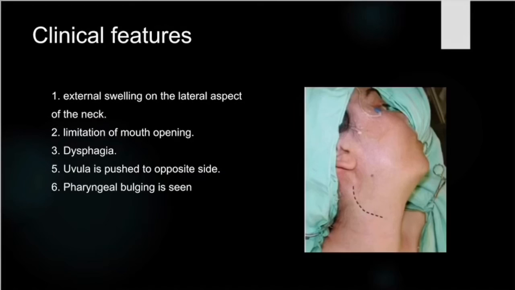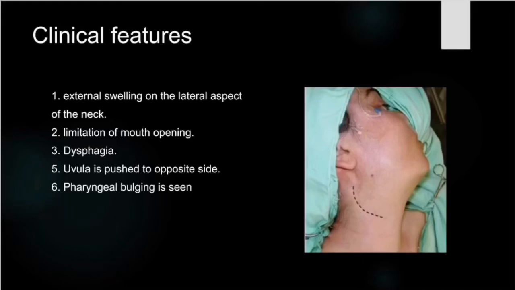Clinical features include no or minimal external swelling on the lateral aspect of the neck, moderate limitation of mouth opening, rotation of the neck to the contralateral side is painful, dysphagia, and the uvula is pushed to the opposite side. Pharyngeal bulging is seen, which is swelling over the pillars of fauces and superior constrictor.